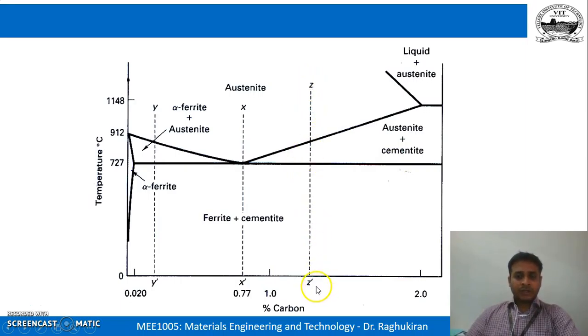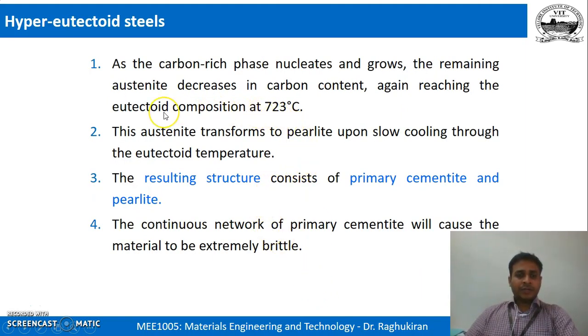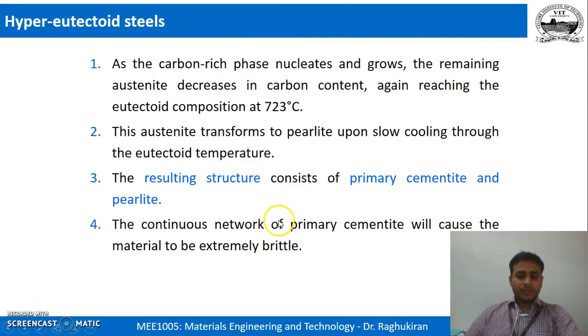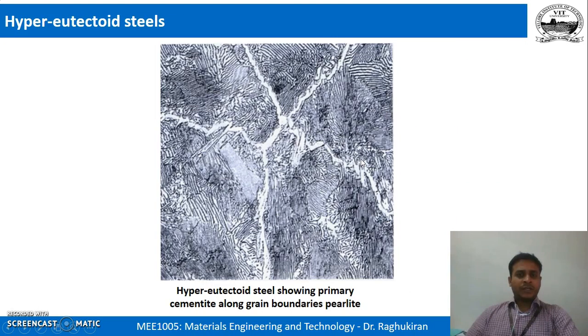Next, hypereutectoid steels. On the right hand side, in the Z to Z dash line, you have a hypereutectoid composition where you have a mixture of cementite, pro-eutectoid or primary cementite, and then pearlite. Right. So I think you have understood about hypo and hypereutectoid steels.